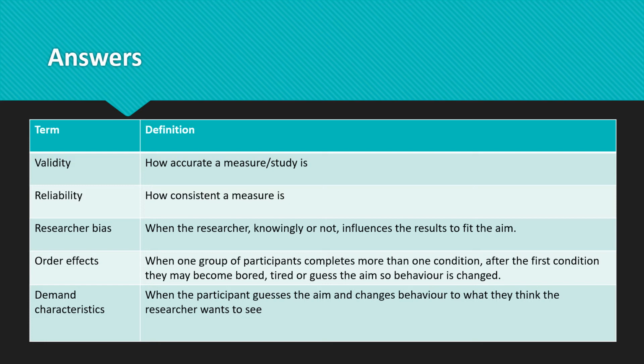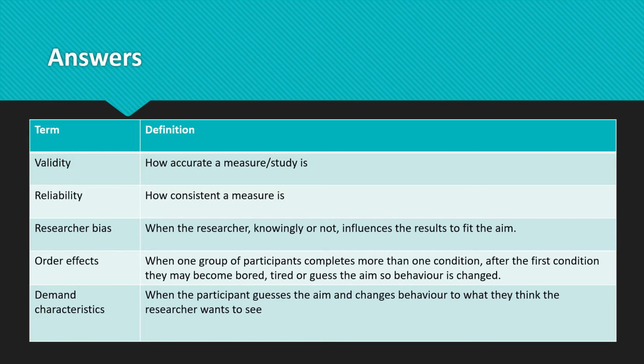Order effects, they come with the repeated measures. Now, order effects is when one group of participants complete more than one condition, but after the first condition they might become quite bored, tired, they might guess the aim, so they change their behaviour, and that's not because of the manipulation of the IV, it is because of these order effects. So that impacts the dependent variable and will reduce the validity of the study.